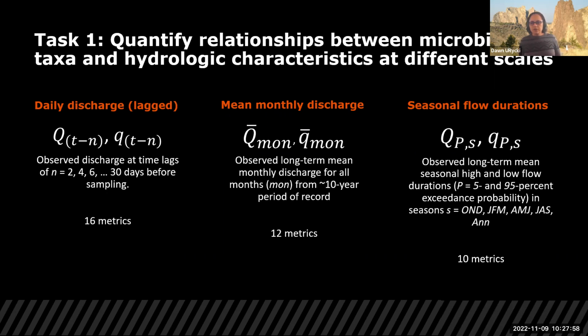And consistent with nomenclature elsewhere, we have large Q representing the absolute observed flow and small q, the flow normalized by the area. So in all, we looked at 76 hydrologic metrics.